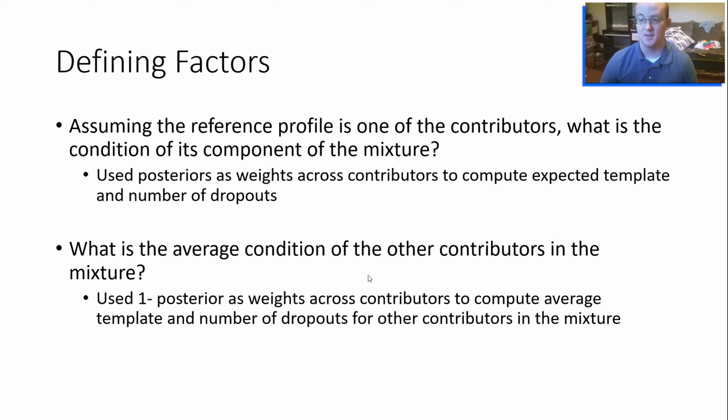And so we use this posterior weight across contributors to compute an expected template and the number of dropouts for the reference profile, and then use 1 minus the posterior as a way of trying to characterize what's happening with the other components in the mixture.